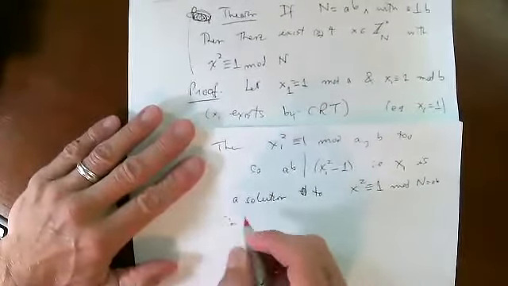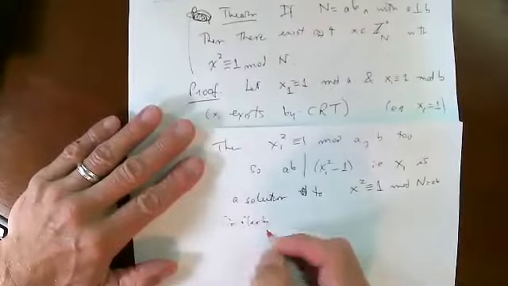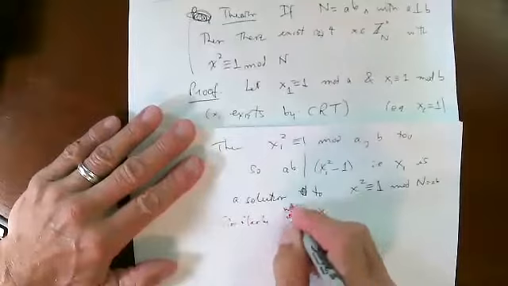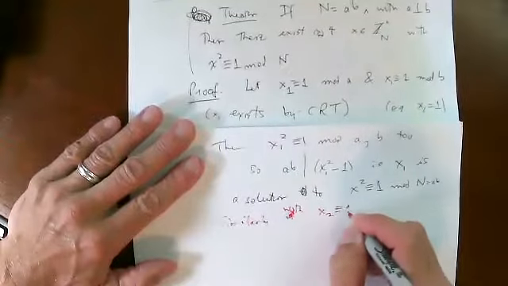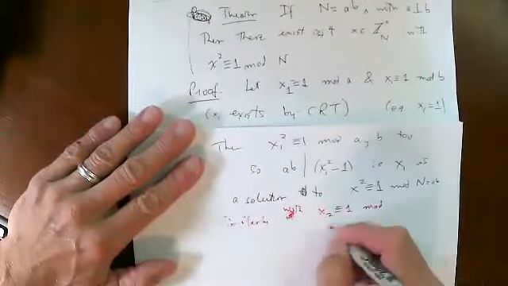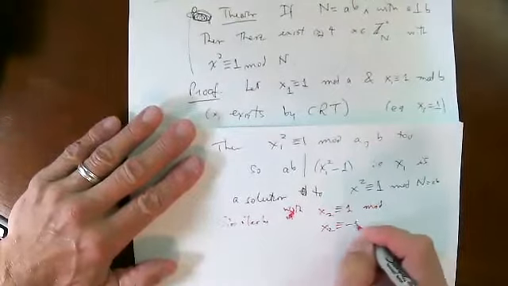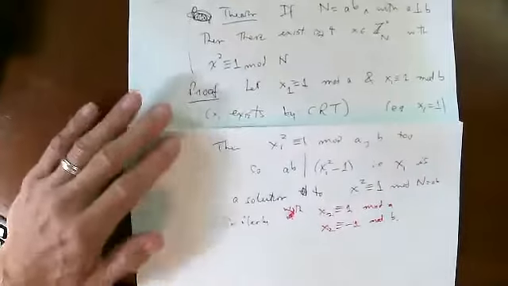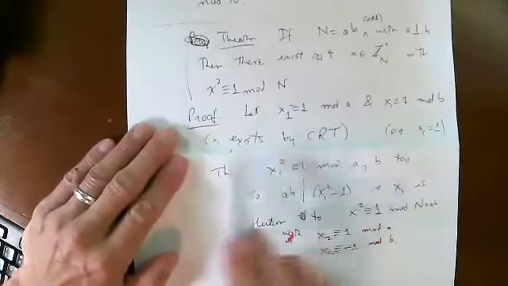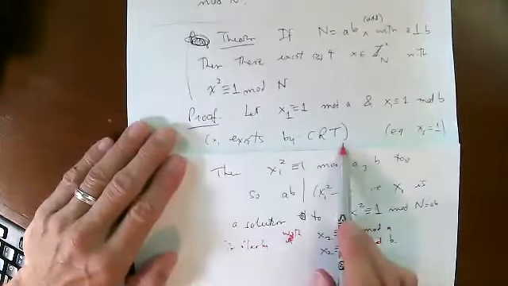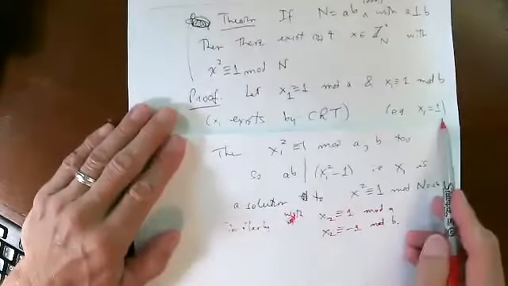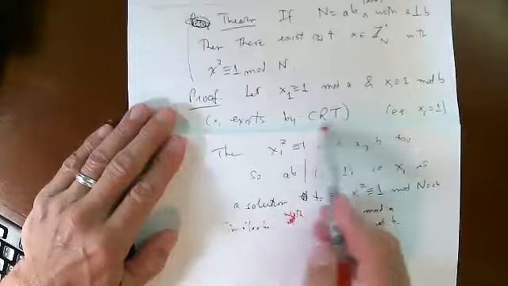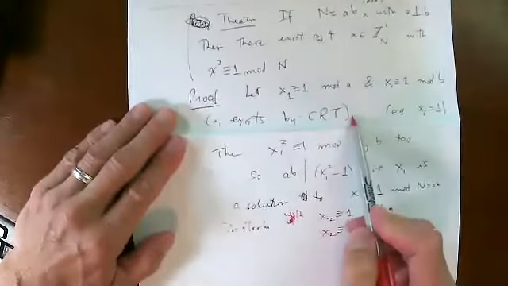So I'm switching now to a different color. Similarly with the number x2, that's going to be congruent to plus 1 mod a, but congruent to minus 1 modulo b. Then such an x2 exists, again by the Chinese remainder theorem. This time I cannot tell you in just a symbol or two exactly what this integer is, but the Chinese remainder theorem at least guarantees that it's out there.